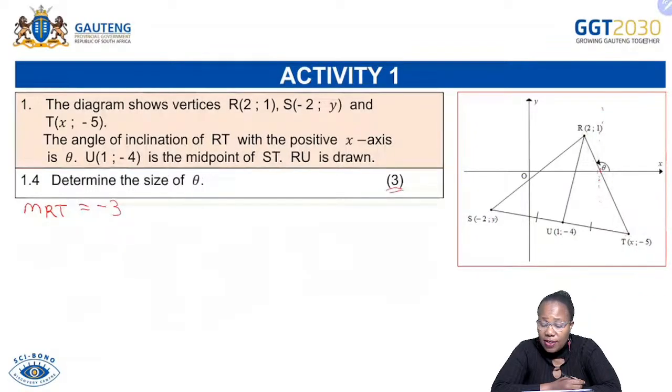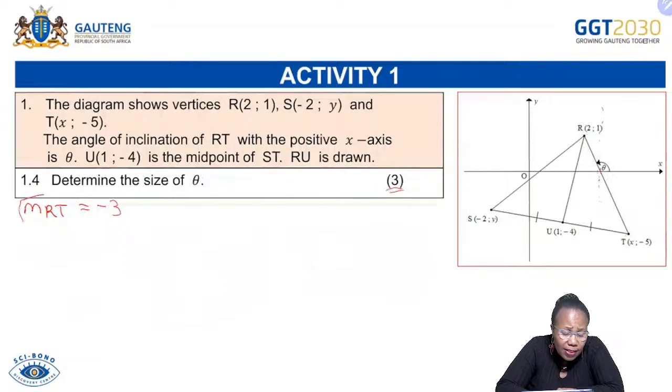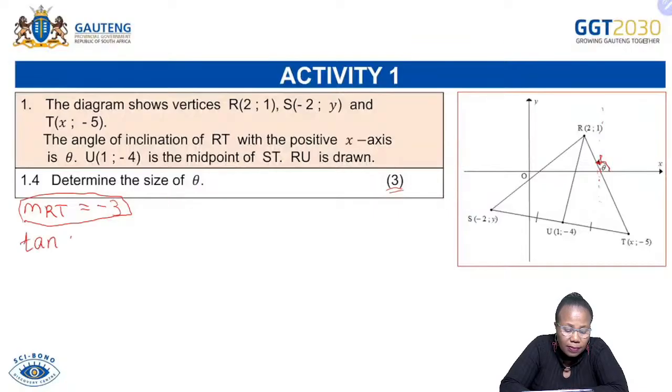Okay, great job. Let's see how far did you go with this one. We have a gradient m of RT is -3. Okay, and if you look at this angle, it's an angle of inclination. Therefore, we are taking the equation tan theta is equal to m. In this case, we refer to m of RT because now this angle touches that line, okay? It is with reference to line RT.